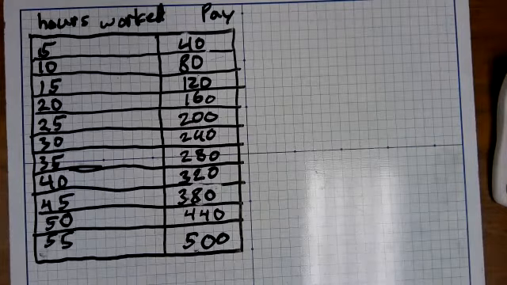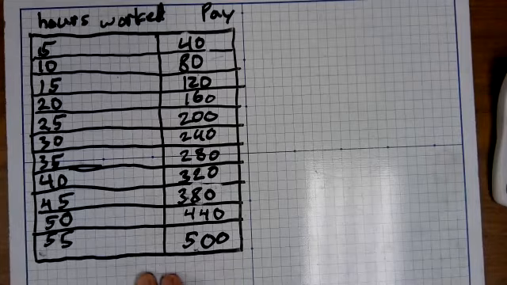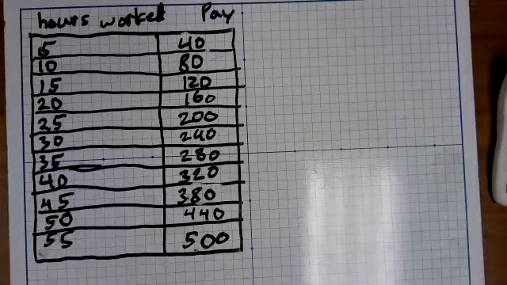So we have a table of values of our earnings. Man, some people are having trouble staying in the room. They're dropping and rejoining. Okay.